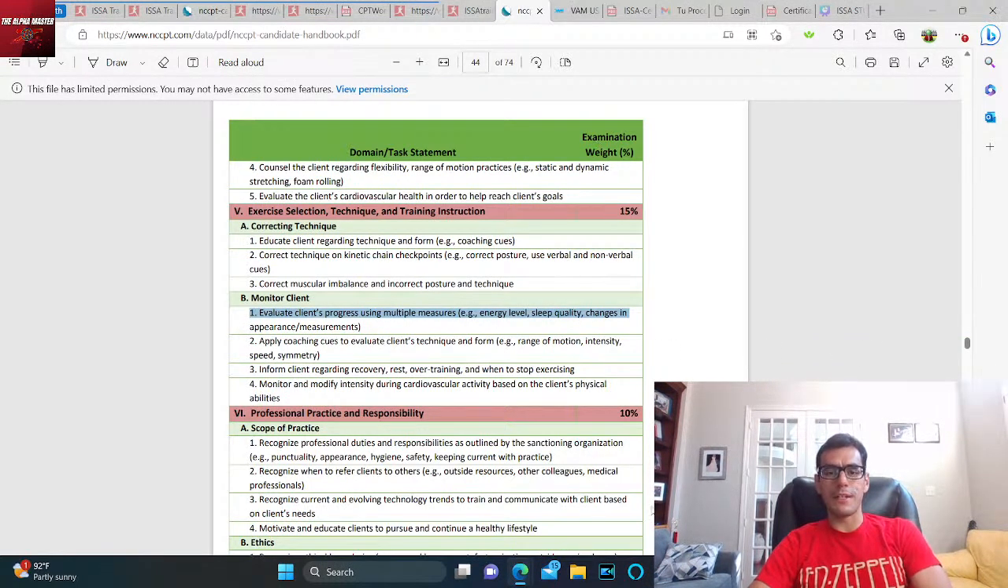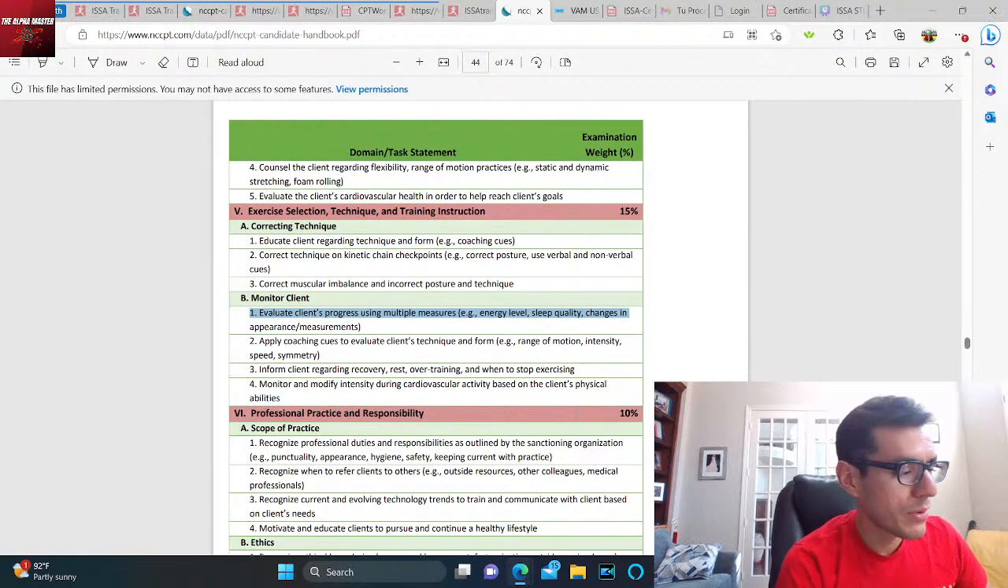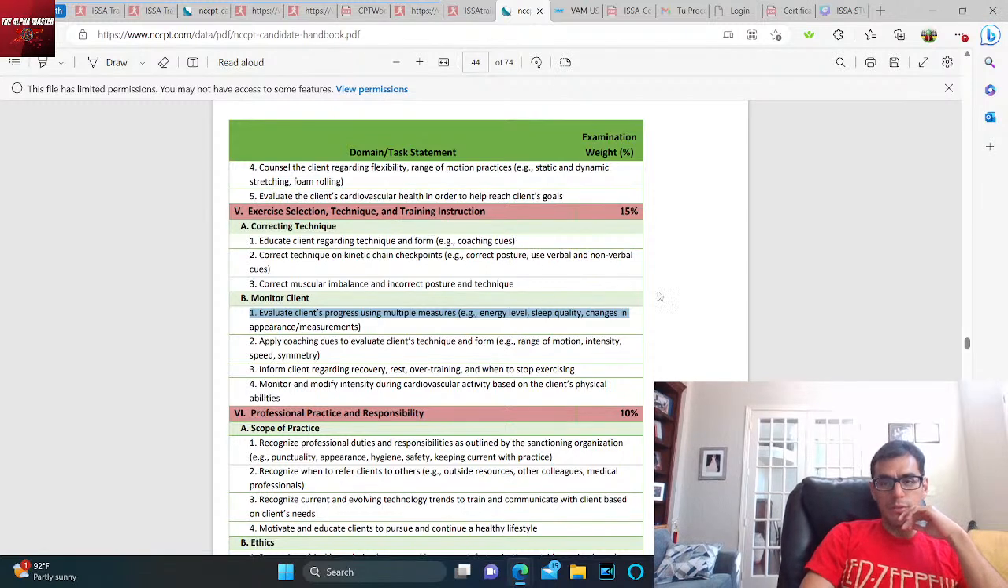So we're going to get started now. Chapters 12 and 13. Yesterday we went over chapters 10 and 11. Today we're going to go over chapters 12 and 13. Chapter 12 is going to be concept of resistance training, and chapter 13 is exercise selection and technique, which is going to be 15% of your examination weight.